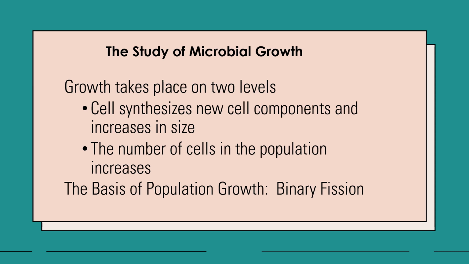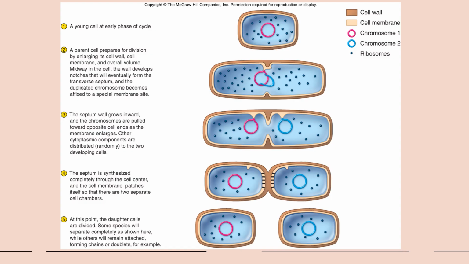The study of microbial growth. Growth takes place on two levels. Cell synthesizes new cell components and increases in size. The number of cells in the population increases. So the basis of population growth is binary fission. Now let's see. This is binary fission which is occurring.